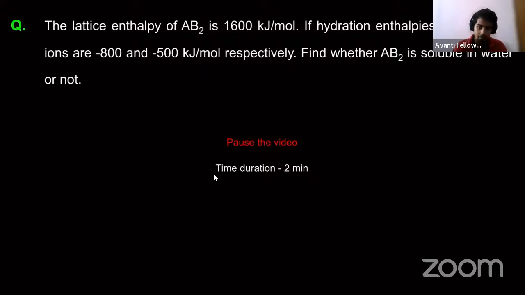The lattice enthalpy of AB2 is 1600 kilojoules. He's saying the lattice enthalpy of a crystal is 1600 kilojoules, if the hydration enthalpy of the A2 plus cation is minus 800 kilojoules per mole and of the B minus anion is minus 500 kilojoules per mole respectively. Now he's asking whether AB2 is soluble in water or not. What you need to remember here is that delta H solution should be negative if you want AB2 to be soluble in water, right?